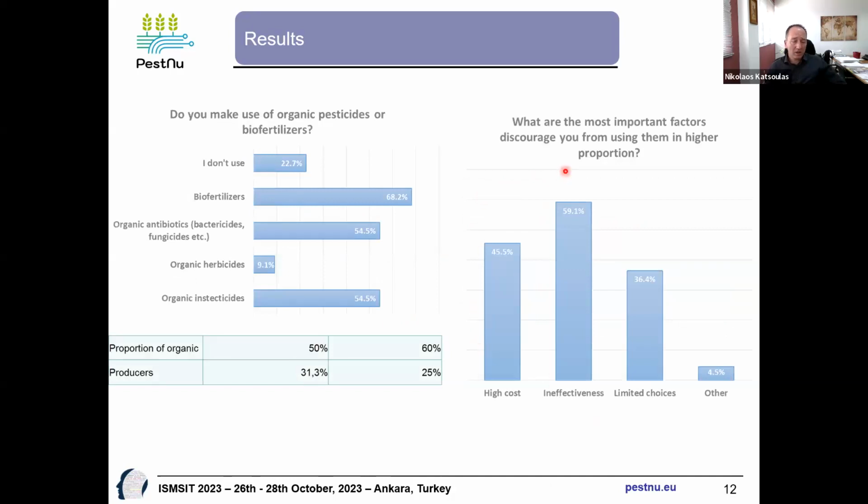In the question related to which are the most important factors discouraging you from using a higher proportion of biofertilizers, we can see that it is the high cost again and the ineffectiveness of these products. So again, we have to reduce the cost and increase the effectiveness of these products, because the growers would like to use biofertilizers or organic insecticides.